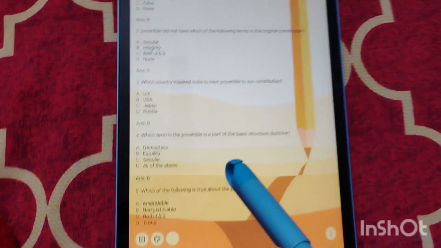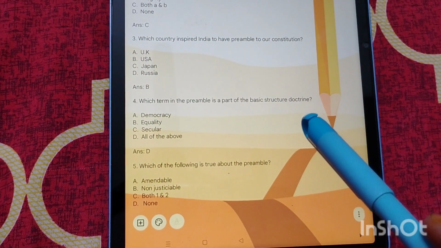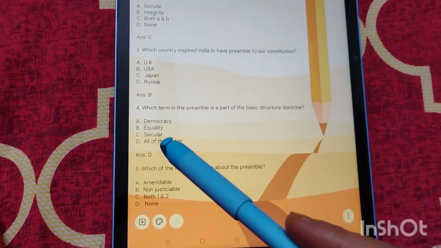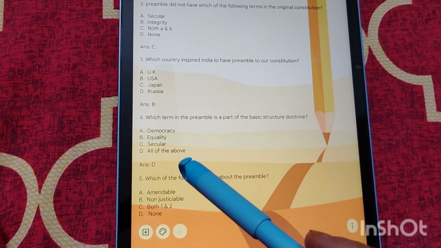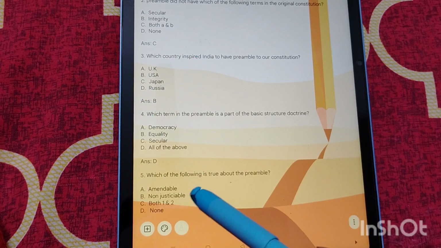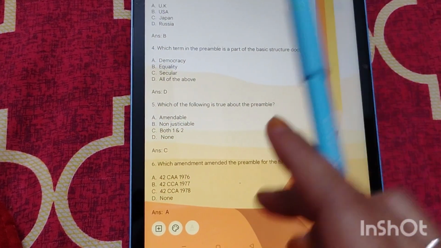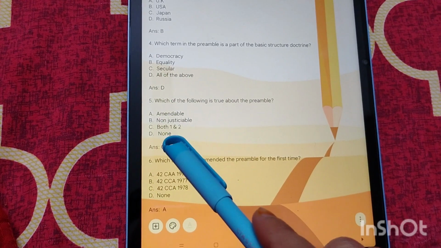Question number 4 is: which term in the Preamble is a part of the basic structure doctrine? The options are: democracy, equality, secular, and all of the above. So the correct answer is D. All of the options are correct because democracy, equality, and secular are terms in the Preamble that are part of the basic structure doctrine.